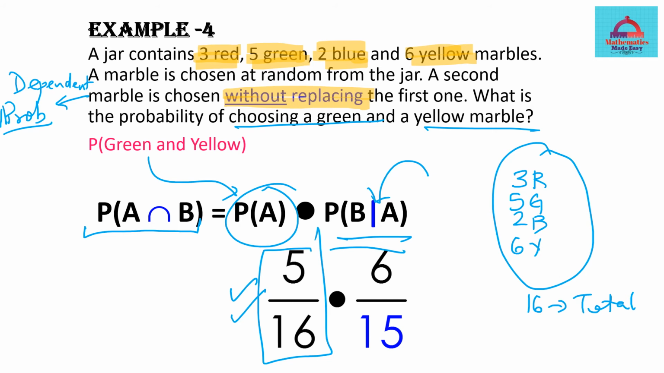And out of this 16, one is removed. So 15 are left. So the total would be 15 in this case. And the second marble, we want it to be yellow. So how many yellow marbles are there? 6. So any one out of the 6 can come out. So 6 divided by 15. This is how the sample space has got reduced, and you have to now just multiply and simplify to get your final answer for the probability, which is 1 over 80.